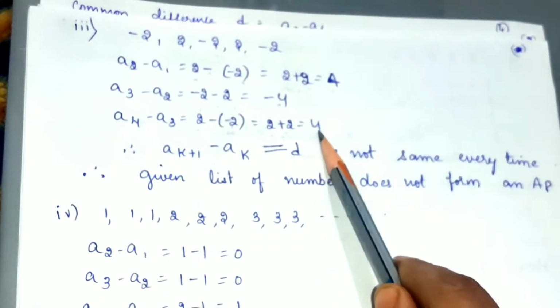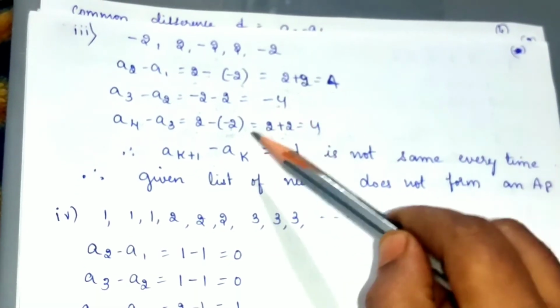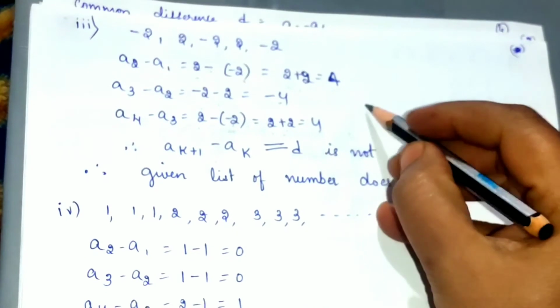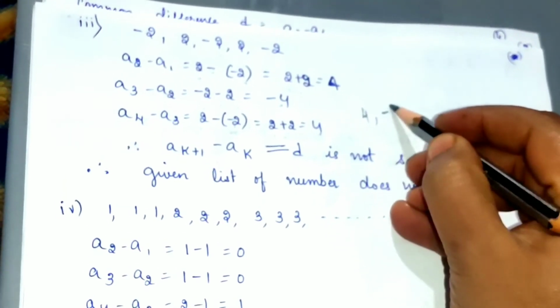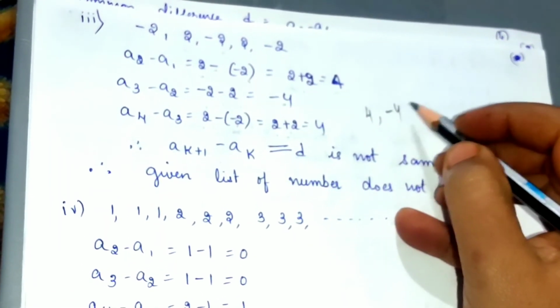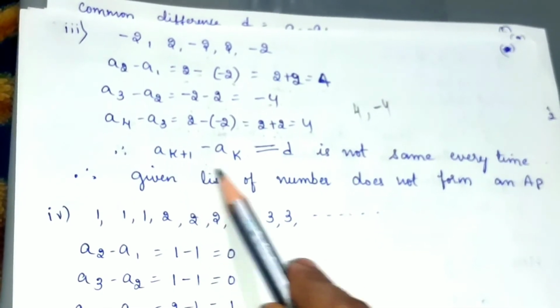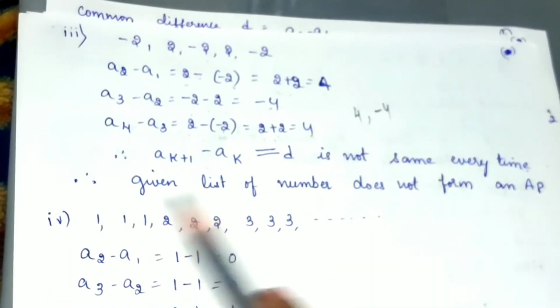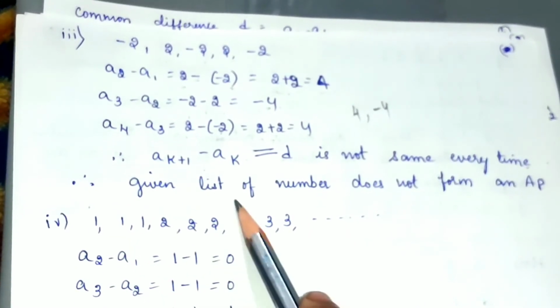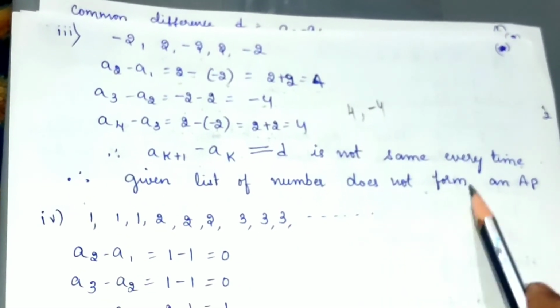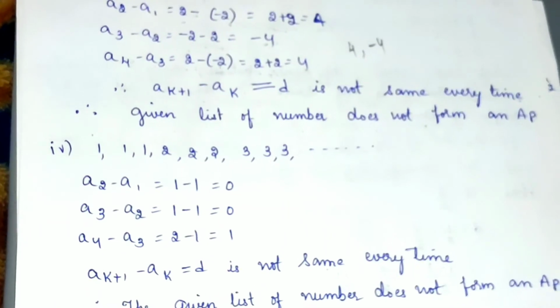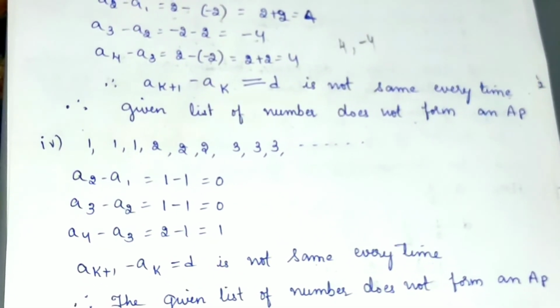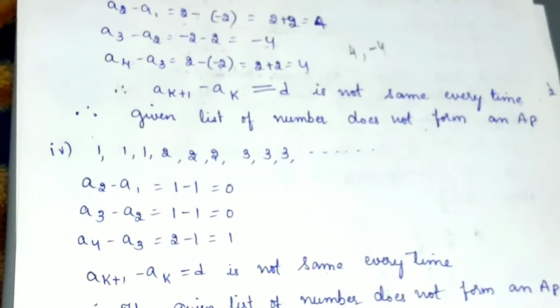Third common difference is 4. Here, there is a lot of difference, 4 is different from minus 4. They are not the same. Here, the common difference is not the same every time. Therefore, the given list of numbers does not form AP. If it is not in AP, then no need of finding the next two numbers.